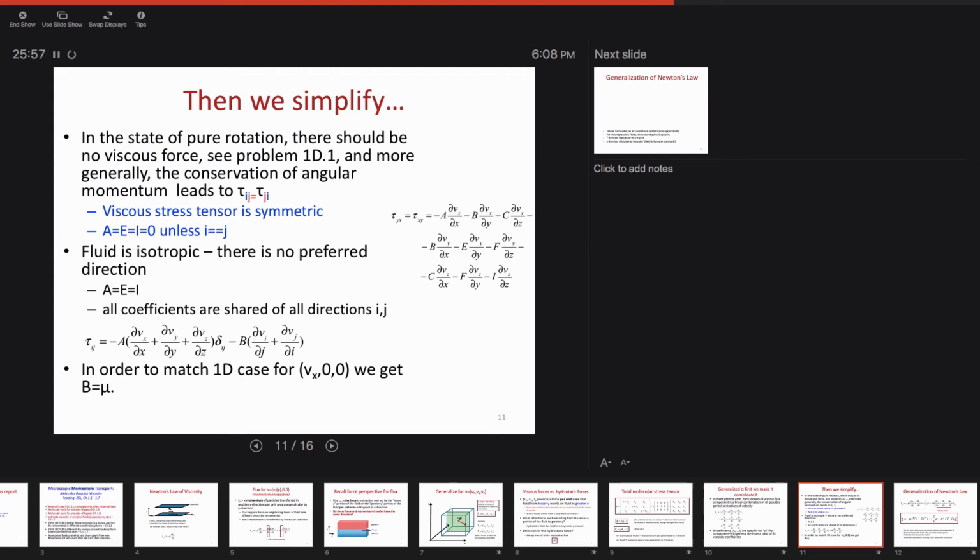So my tau yx has to be equal to minus b times dvy dx, which doesn't exist, and dvx dy. That's the only one that does. And therefore, when I compare the two, I have that b is actually my mu that I've introduced in Newton's law.